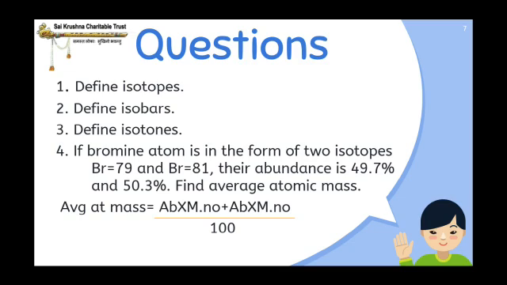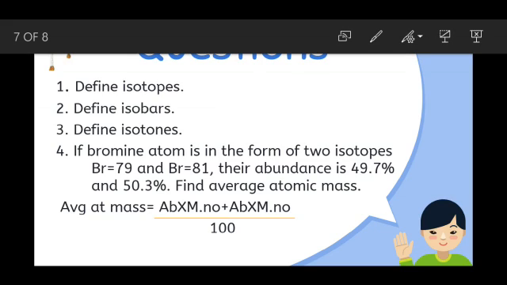Isotopes have the same atomic number but different mass number. Here the mass numbers are different, 79 and 81. How do we calculate the average atomic mass? By this formula: average atomic mass equals the first bromine's abundance times its mass number plus the second bromine's abundance times its mass number, divided by 100. When you put all these values in the formula, you can easily solve and get the average atomic mass.